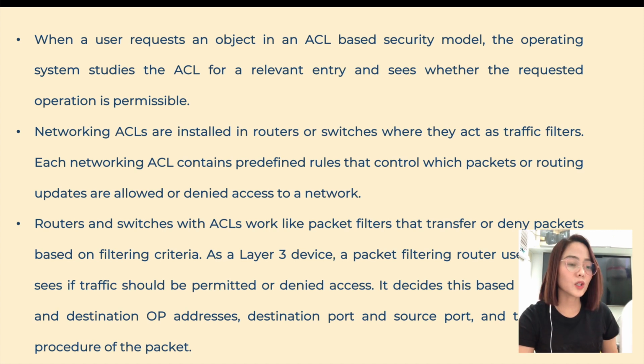When a user requests an object in an ACL-based security model, the operating system studies the ACL for a relevant entry and sees whether the requested operation is permissible. Networking ACLs are installed in routers or switches where they act as traffic filters. Each networking ACL contains predefined rules that control which packets or routing updates are allowed or denied access to a network. Routers and switches with ACLs work like packet filters that transfer or deny packets based on filtering criteria.